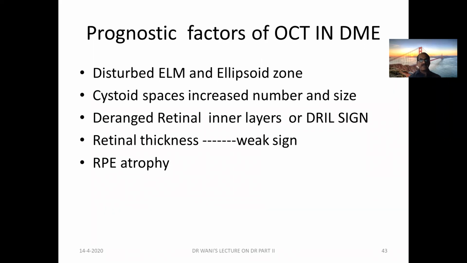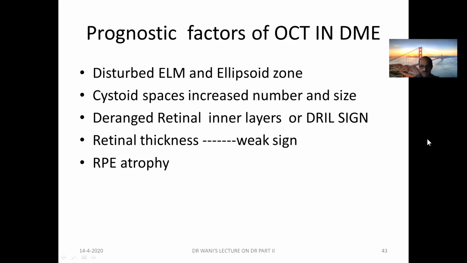So the prognostic factors are, if there is disturbed ELM, the external limiting membrane, ellipsoid zone, I'll come to that, what are those? And cystoid spaces that are more in number and larger in size. And deranged retinal inner layer sign, called the DRIL sign, if it is present. And retinal thickness, as per se, they say it is not that prognostic, it doesn't have that much prognostic value. And RPE atrophy is a very important sign.